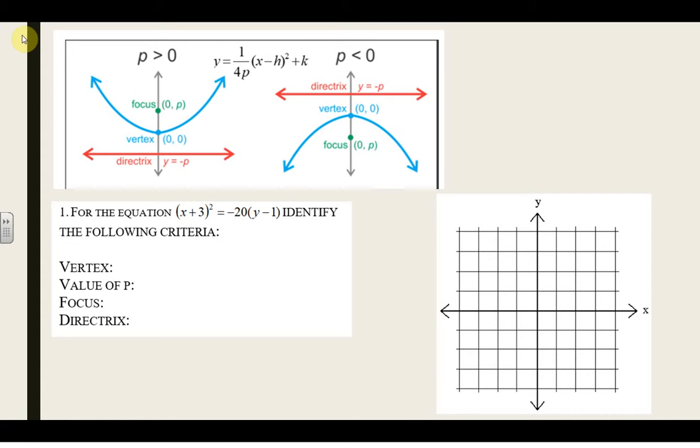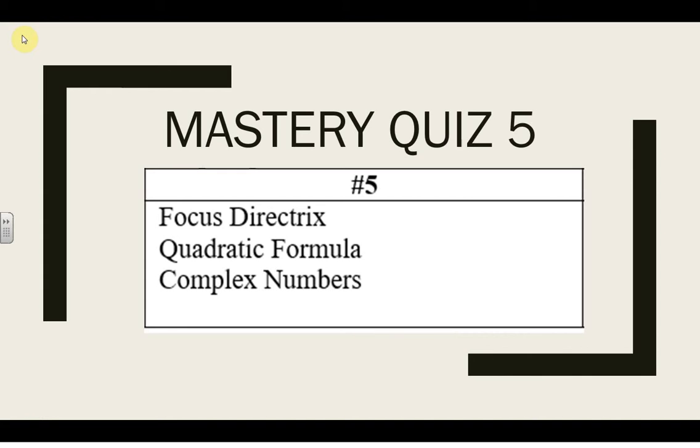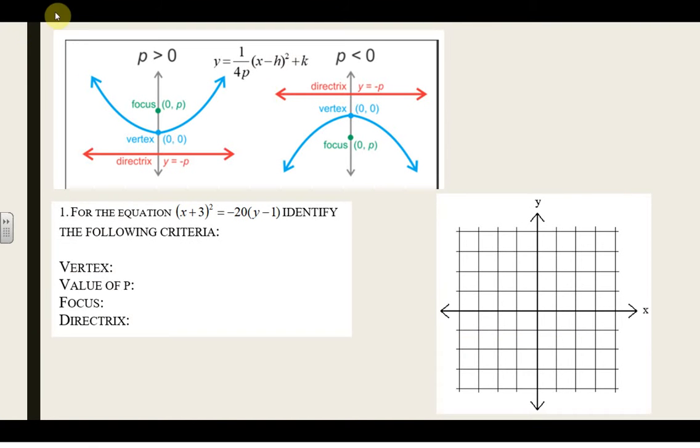On this Mastery Quiz, we have focus and directrix, and then we also have some quadratic formula and some good old complex numbers. All right, first one, focus and directrix.